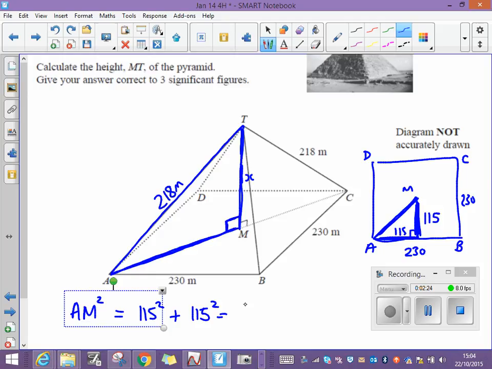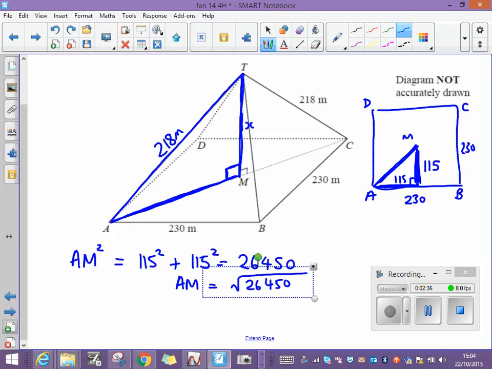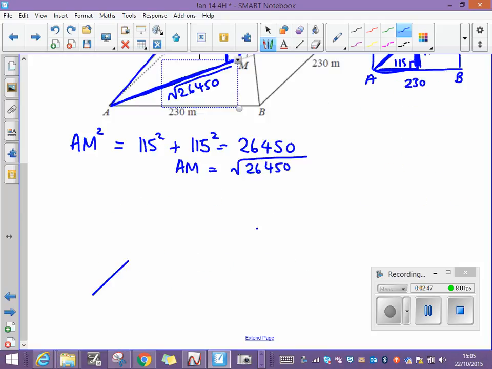Now that comes out as 26,450, which means that the distance from A to M is the square root of 26,450. And I'm actually not going to bother finding that. You'll see why in a minute. So this distance here is the square root of 26,450.